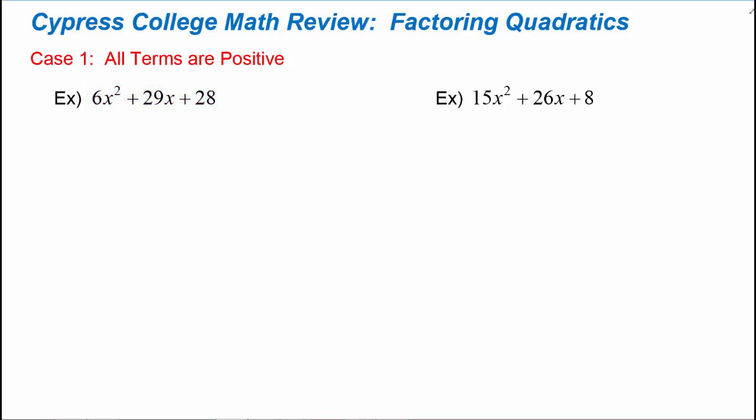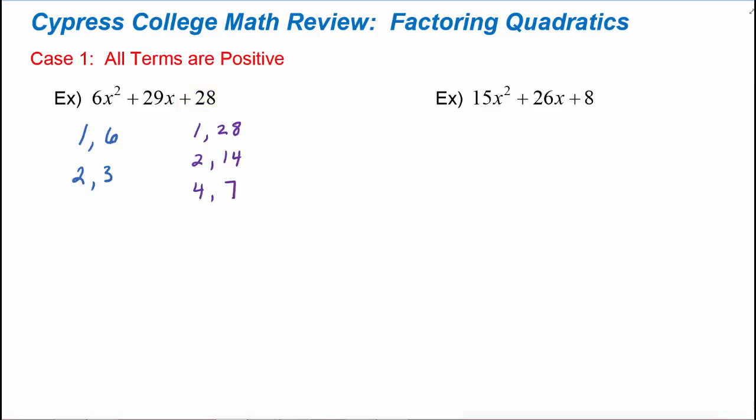So what we're going to attack first here is to look at the leading coefficient. In this case, it's 6, and we're going to list all the possible factors. So we have 1 times 6 would give us 6. 2 times 3 would give us 6. Next, we're going to list all the factors of the constant term, the third term. So all the factors of 28 would be 1 times 28, 2 times 14, and 4 times 7. Those are the ways that we can make 28.